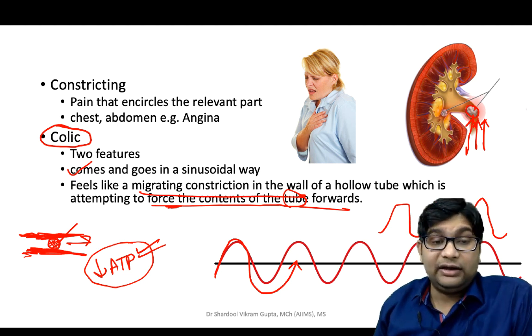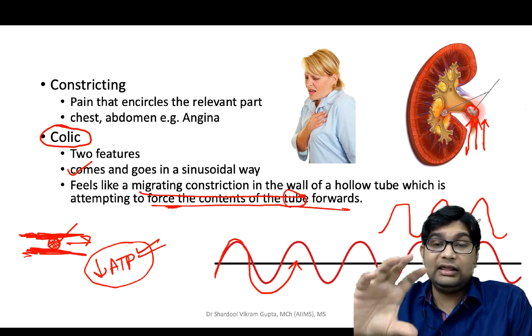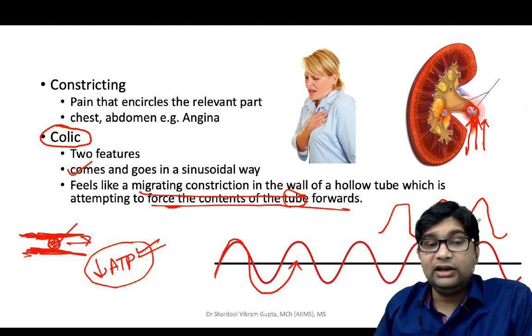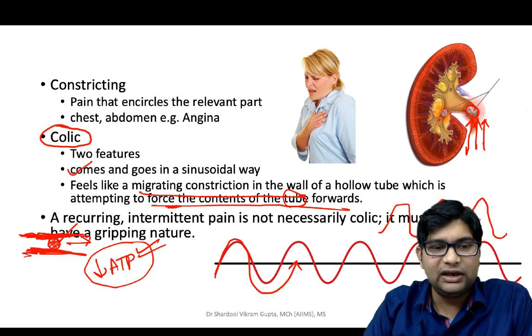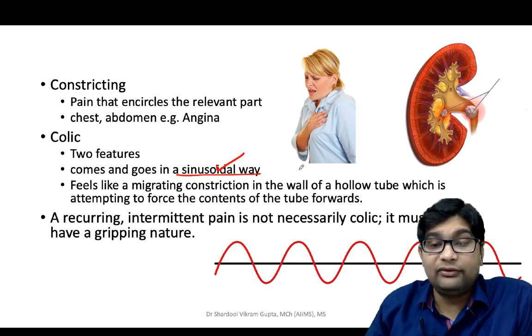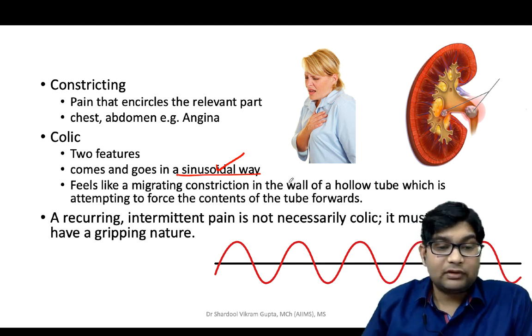And one of the important features is the pain will be gripping in nature. Patient will feel like it is जो मरोड़ मार के सेंसेशन बोलते हैं हिंदी में कि मरोड़ जैसा हो रहा है, ऐठन जैसा हो रहा है. So that is known as gripping in nature. So the pain will come and go in a sinusoidal way and it will have a gripping nature.